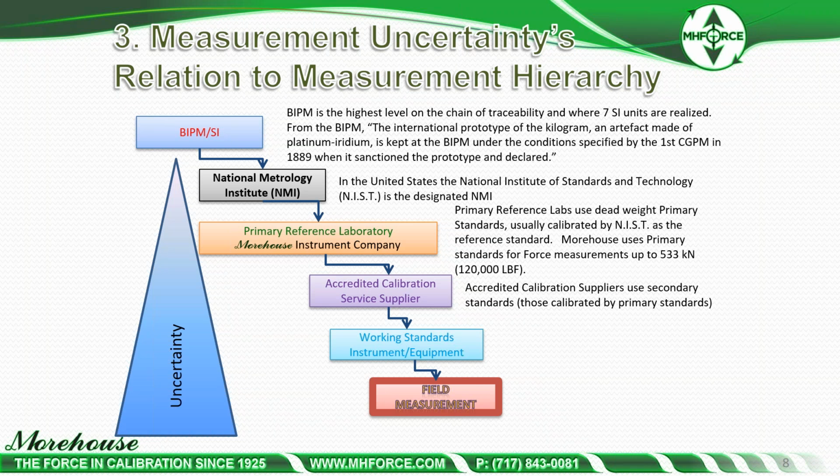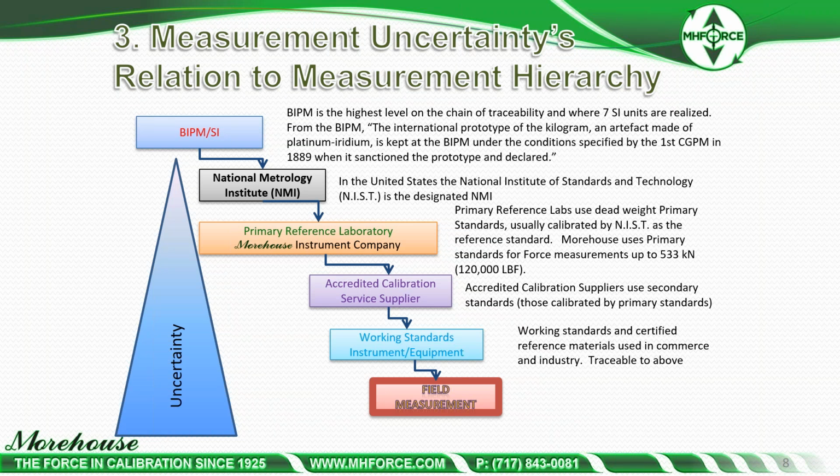This is for force. We have a webinar on ASTM E74 that defines this a lot better. Basically, a primary standard is dead weight, and a secondary standard is one that's been calibrated with primary. That's the simplistic way to explain it. Then we have working standards and certified reference materials used in commerce and industry, and they're traceable to all of the above.